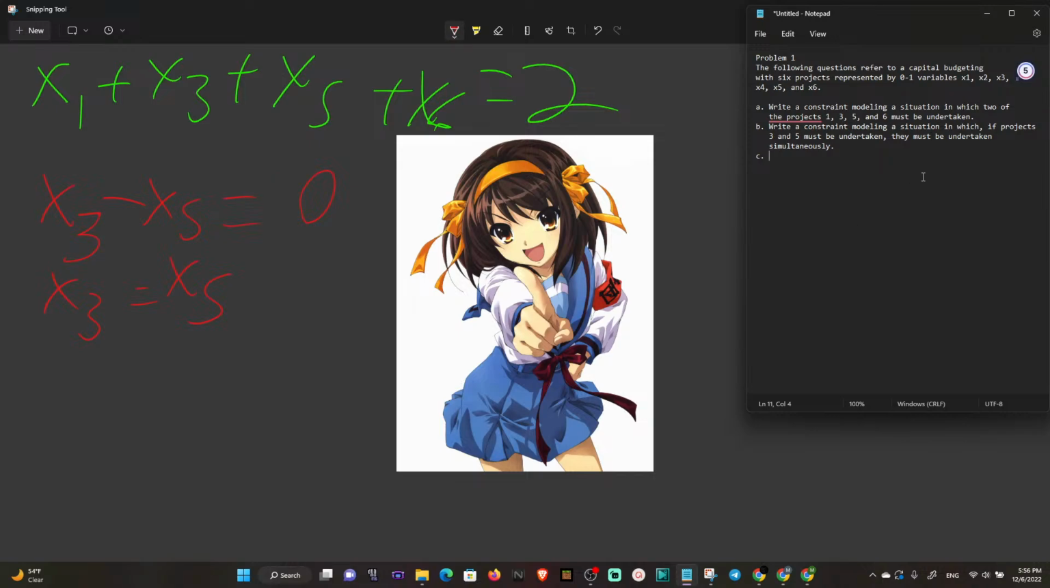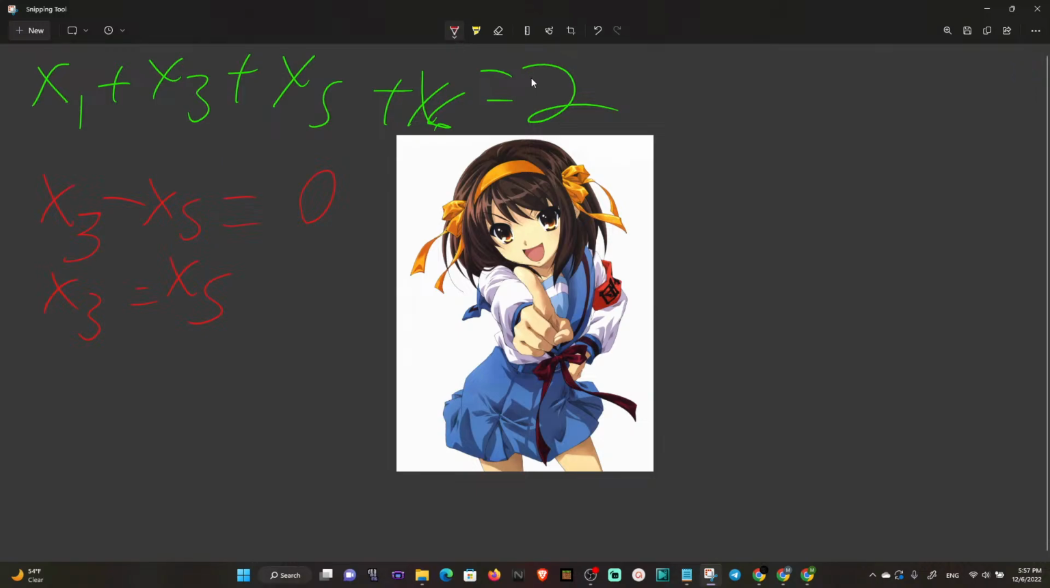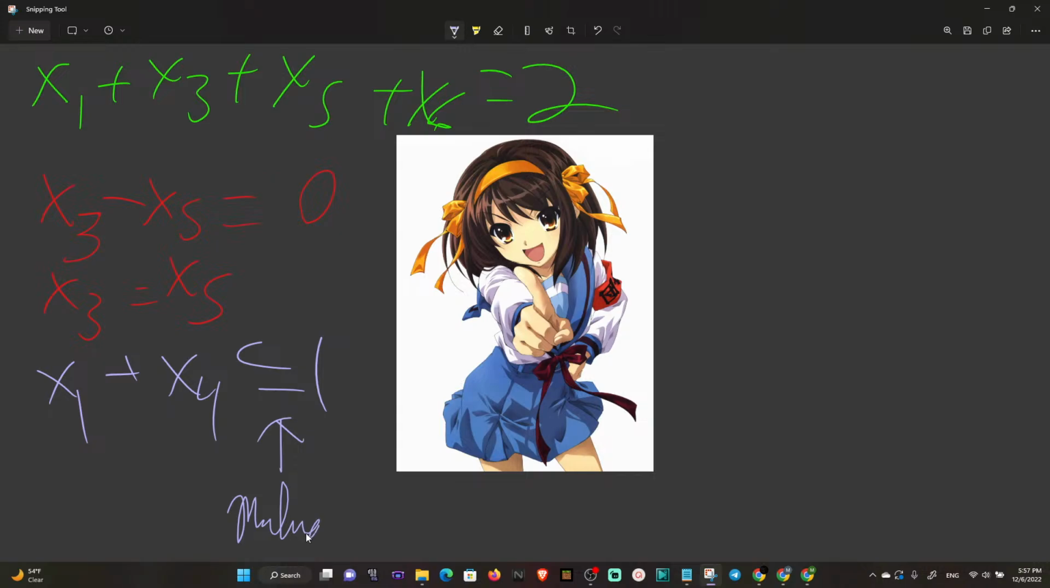Okay. C is write a constraint modeling a situation in which project 1 or 4 must be undertaken, but not both. So the way you do this one is pretty much just x1 plus x4 is less than or equal to 1, because when it's less than or equal to 1, they are mutually exclusive.